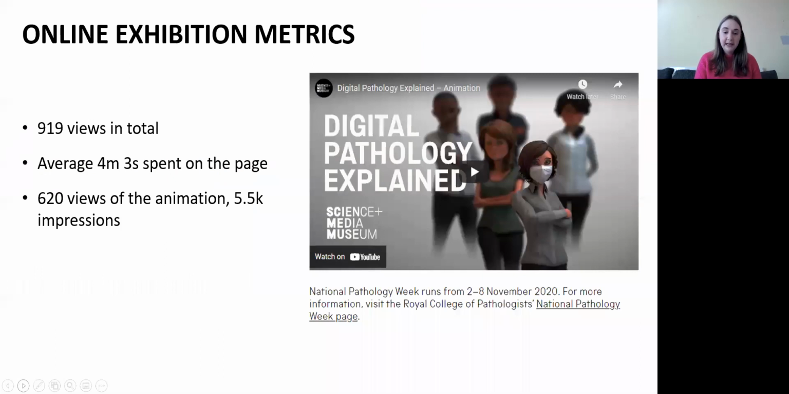Next slide, please. So the good thing about the foyer display being online only is that we can actually pull really accurate metrics for visitor engagement from the system. And this allows us to work out what our content has been like, whether it's been successful, and it helps us to forward plan other online activities. So I've popped in the metrics for digital pathology.